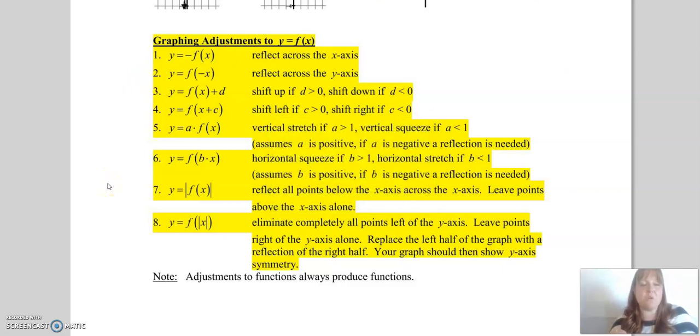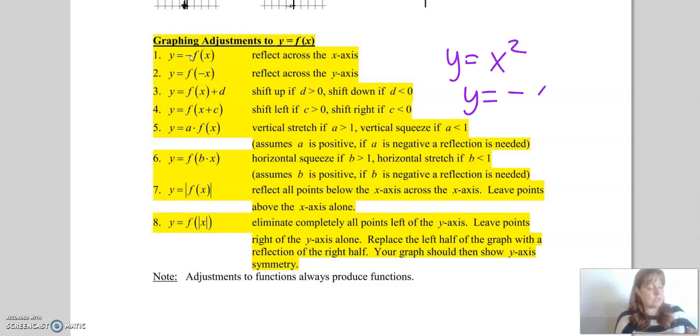My rule of thumb is always, is it inside of the function or is it outside the function? Meaning, is it with the x or outside of the x? In this case, this one is outside the function, because whatever's happening to the x is not happening to this negative sign. This is like if I had y equals x squared, and I just did y equals negative x squared. I'm not squaring that negative. That would be y equals negative x squared.